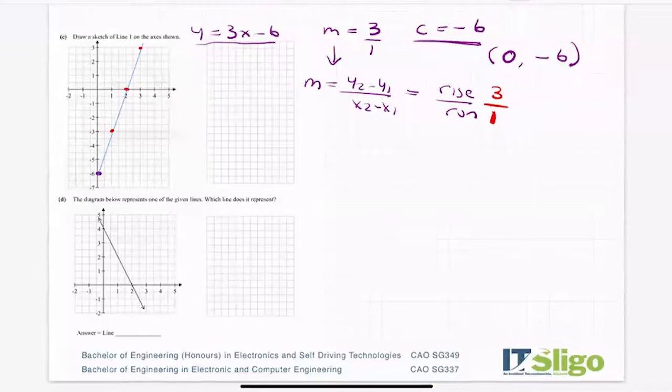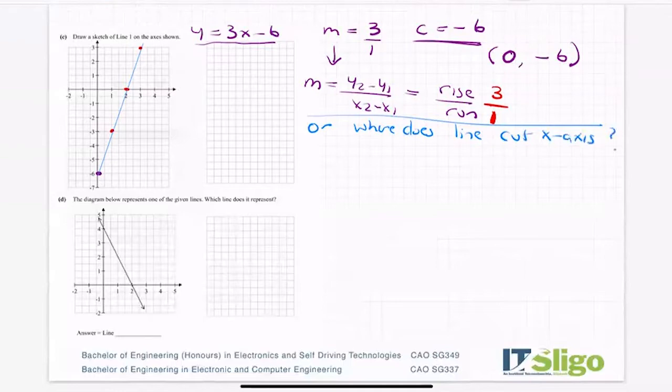And there is the line. Okay, so that's how you do it with rise over run. Or you could ask yourself, where does the line cut the x-axis? Because once you have a second point, it's very easy then to draw the line. You just join the 2 points, because we have 1 point, we have -6 on the y-axis, so that's the point 0, -6.